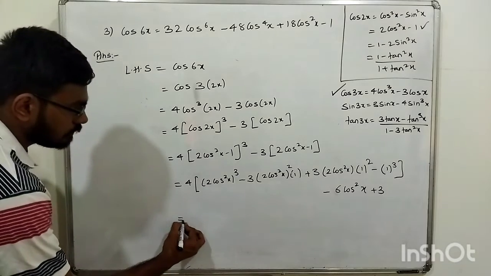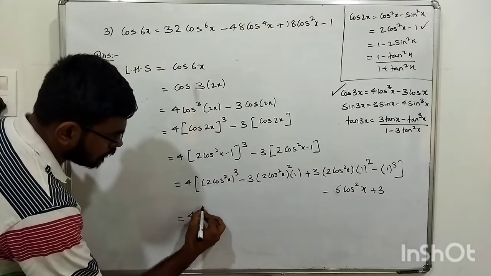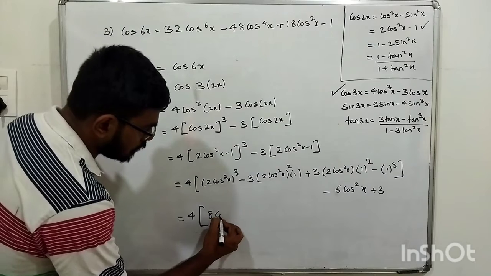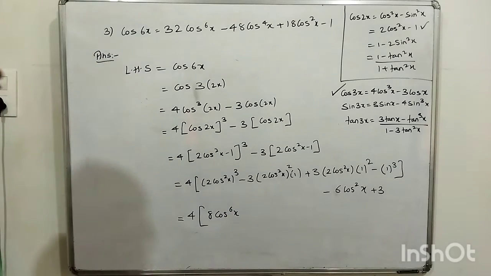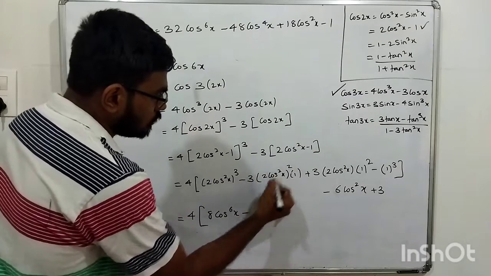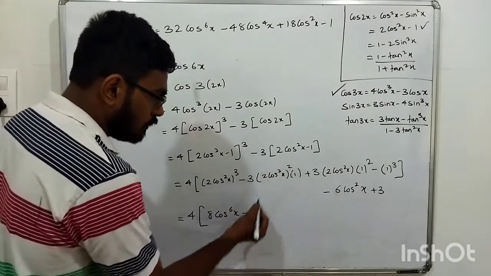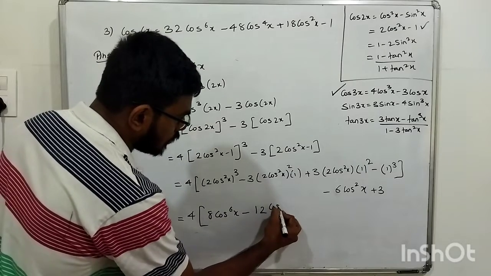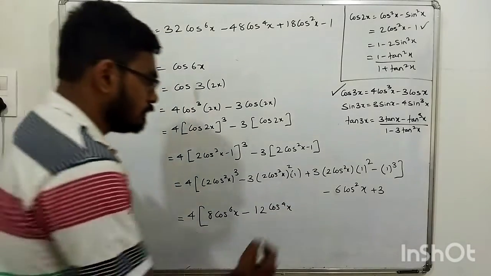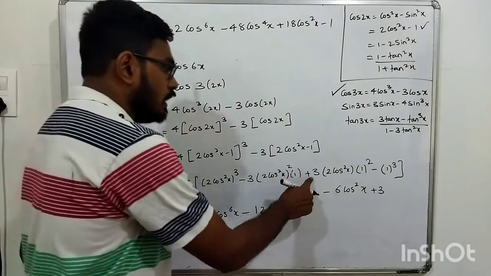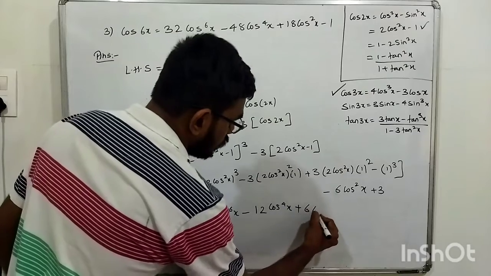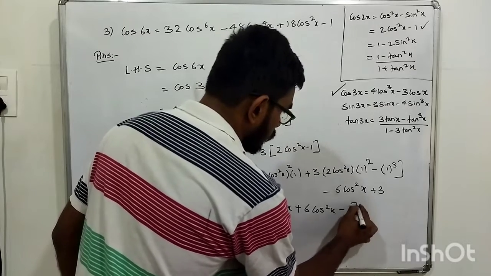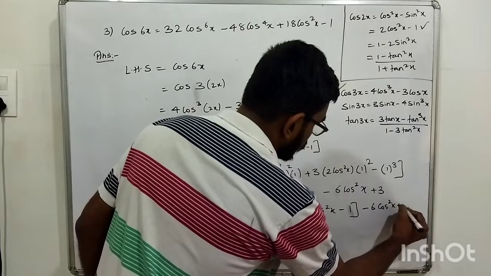Now simplify this. 4 into 2 cos square x the whole cube, so 2 cube is 8 cos square x cube, so cos raised to 6x, correct, minus 3 into 2 cos raised to 4x, so 2 square is 4, 4 3 the 12, correct, 12 cos raised to 4x, sorry, here plus, what do you get, 3 into 2, 6 cos square x, okay, minus 1, and after that we have, minus 6 cos square x plus 3, okay.